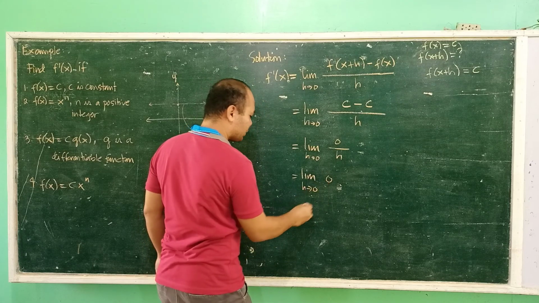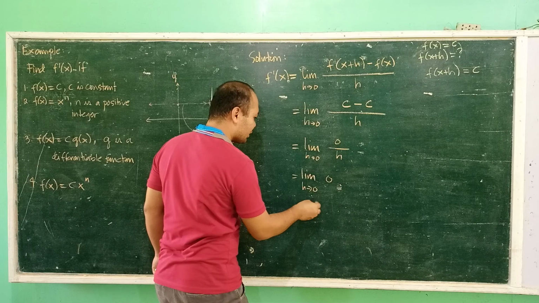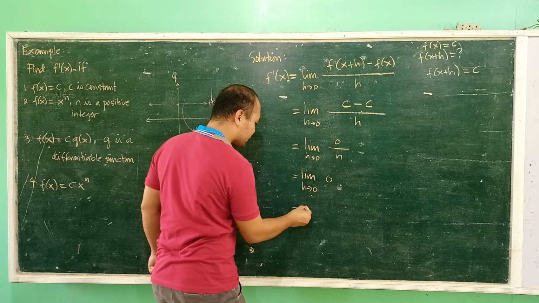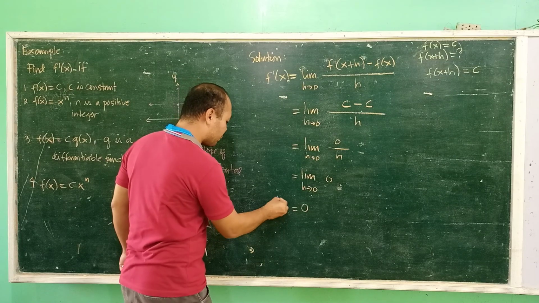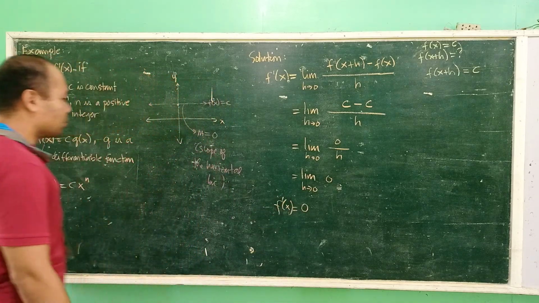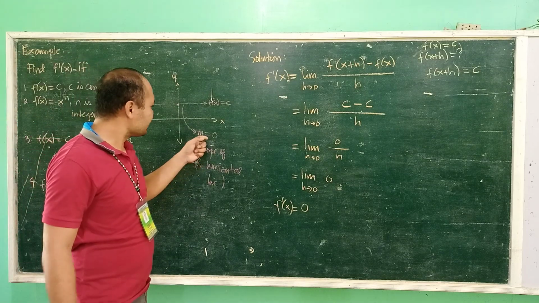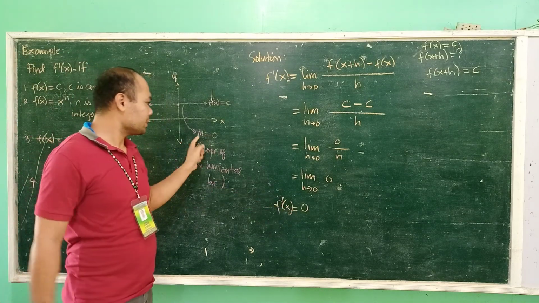This is a constant. So what is the limit of the constant? The limit of the constant is the constant. So therefore this is just equal to 0. So therefore, f prime of x is just equal to 0. Indeed, since the slope of the tangent line here is 0, these two are the same.